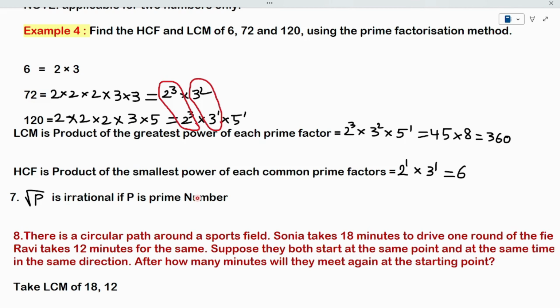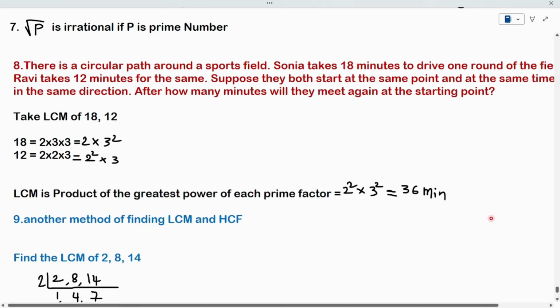What is HCF? As per the definition, HCF is the least powered common factor. What is the common factor here? 2 is a common factor. We need to find the one which has the least power. Here, 2 power 1 is the least powered, so I choose 2 power 1. Another common factor is 3, and its least power is also 1, so 3 power 1. So 2 power 1 into 3 power 1 will become 6.